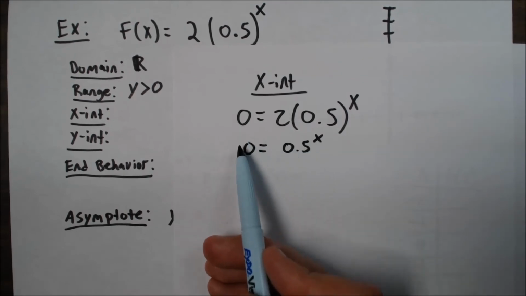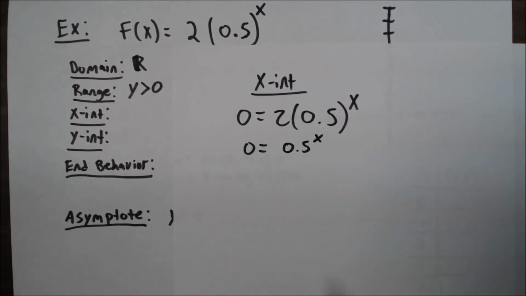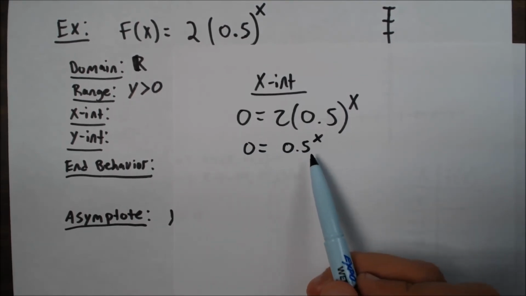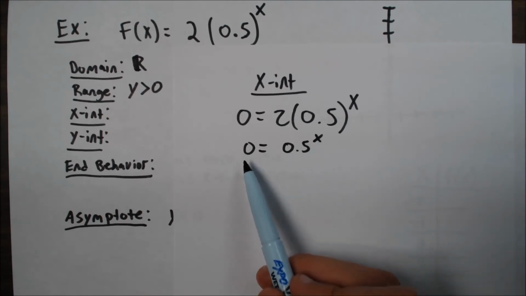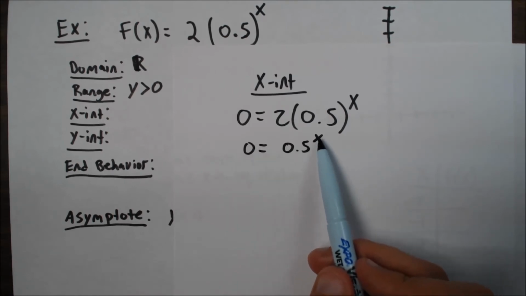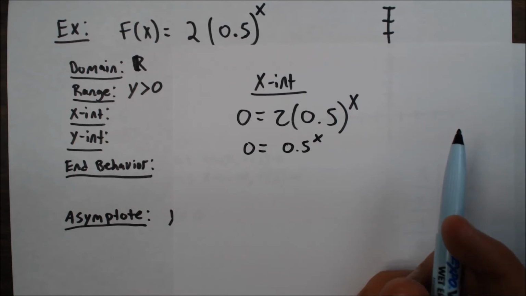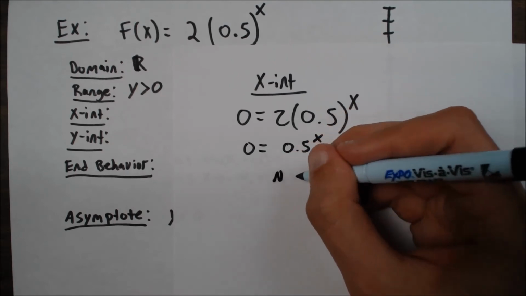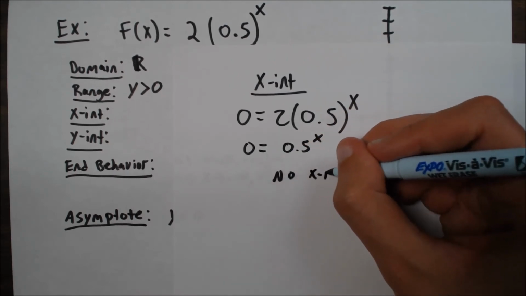Okay, so I can divide the 2 over here, which is 0. Now the question is, what power of 0.5 is going to give me 0? What power can I raise this to that will give me 0? The answer is there isn't one. Okay, so there is no x-intercept.